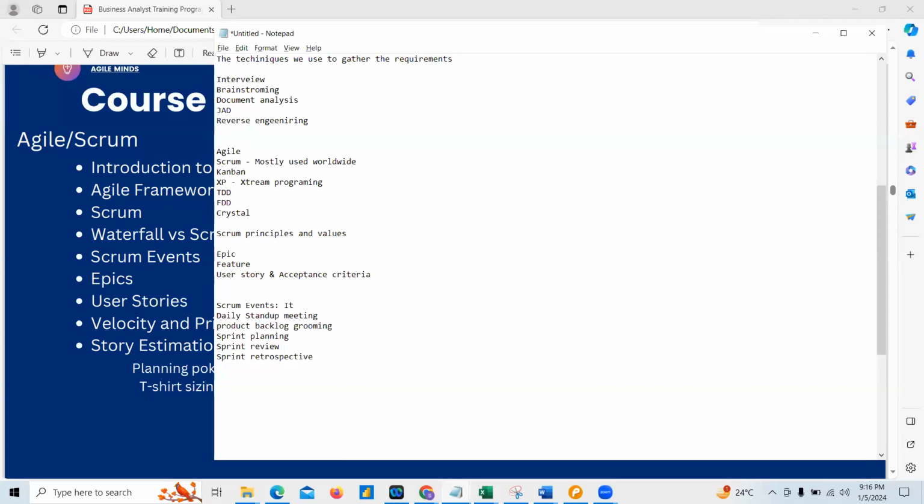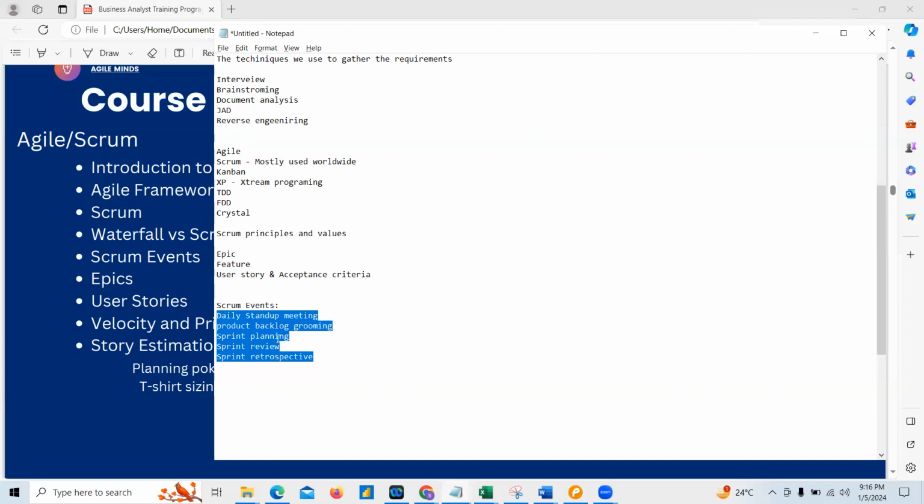It is the responsibility of the Scrum Master to conduct these Scrum events. As a business analyst, we participate in the Scrum events. According to the Scrum Guide, it is the responsibility of the Scrum Master to conduct these Scrum events. As a business analyst, we will participate in them. Not only we, but developers, testers, the product owner, everyone else are participants. The Scrum Master is responsible. He or she will drive these sessions.